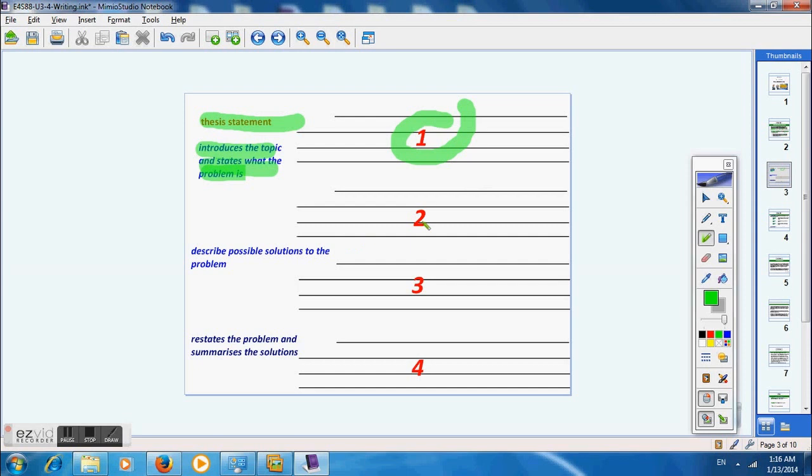And here, supposing you have 2 solutions to the problem, then you can have it in paragraph 2, okay, and paragraph 3. But I think you don't just need to write about the solutions, but also you need to discuss how the solution will work. And in 3, for the concluding paragraph, you have to restate the problem, okay, and then summarize the solution. So you have to get a bit of this and a bit of this, a bit of this, all here.